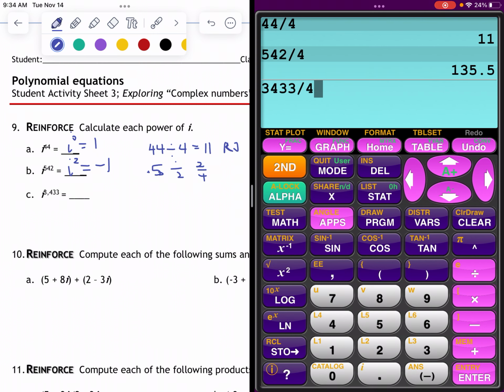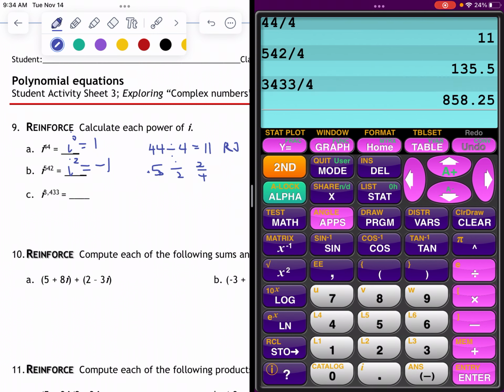Last one. If I divide 3,433 by 4, I'm left with 0.25, which I know is like 1/4, which is like remainder 1. So I have i to the first, which turns out to be i.